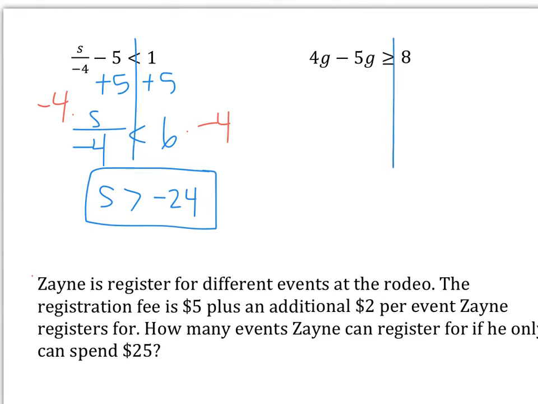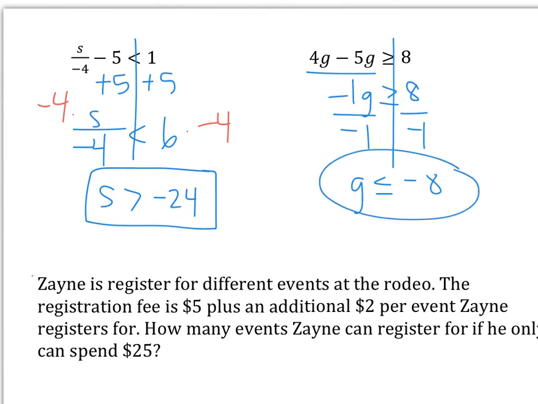First, we have to combine like terms before we can solve this inequality. So 4g minus 5g is negative 1g is greater than or equal to 8. We want to isolate g, so we need to get rid of that negative 1 and divide by a negative 1. When we divide by a negative, we flip the inequality. So 8 divided by a negative 1 is negative 8. And that's our final answer. g is less than or equal to negative 8. Now let's take a look at a few word problems.